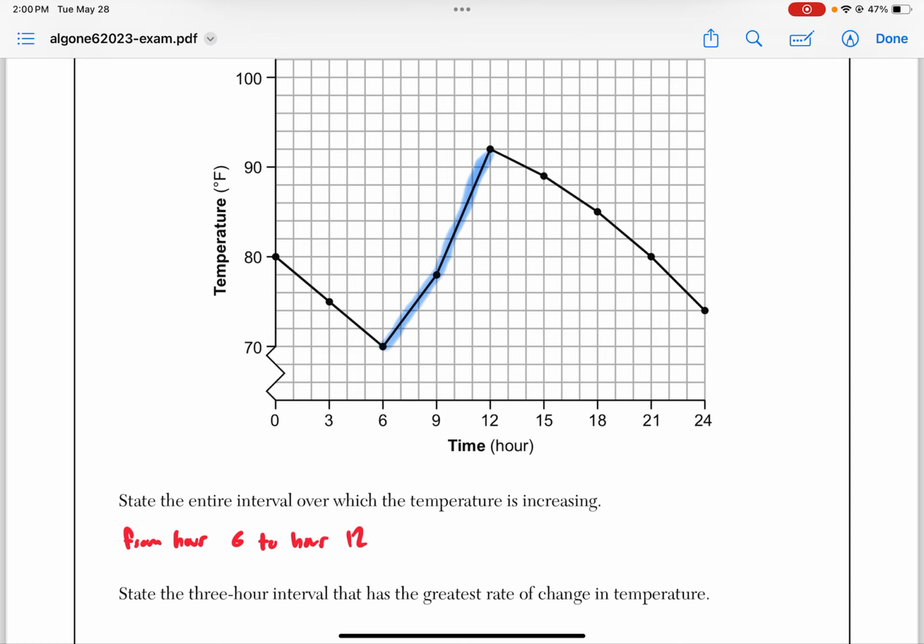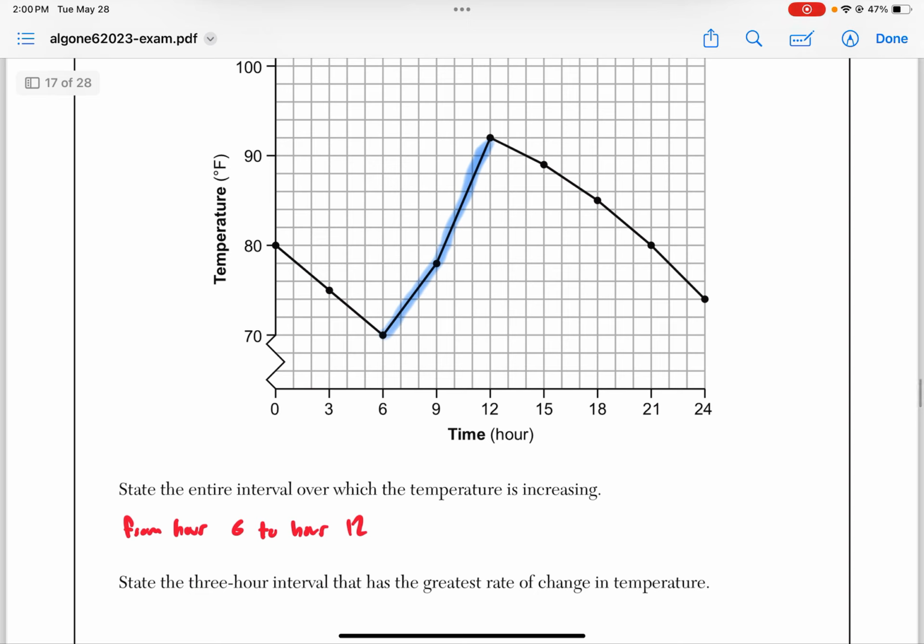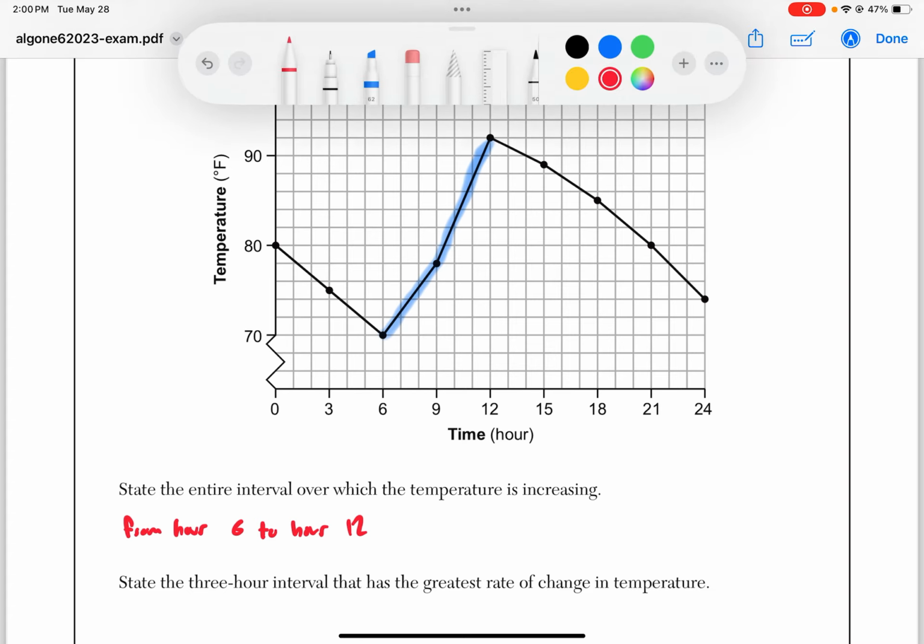State the 3-hour interval that had the greatest rate of change in temperature. Okay, so if it's going to have the greatest rate of change in temperature, it's got to be a positive number. Well, no, not necessarily. But in this case, it's definitely got to have the steepest slope. Okay, slope is rise over run. So perhaps I think it's this one. So rise is 1, 2, 3, 4. 1, 2, 3. Since these are in twos, this is saying it rose 8 degrees in 3 hours.